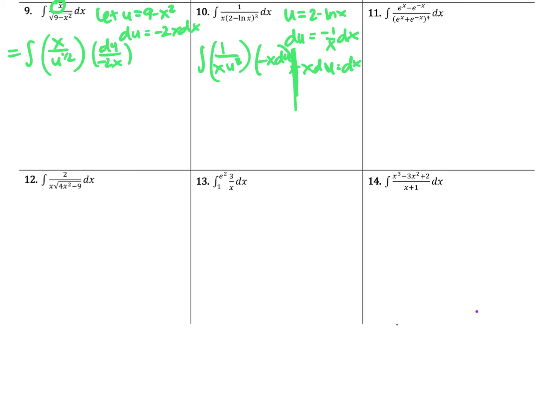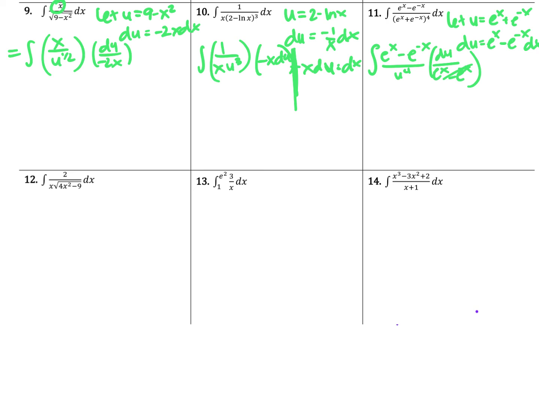And then we can finish that. For number 11, lots of e's going on here, but since I know that the derivative of e to the x is e to the x, I'm wondering if using u sub with u being the denominator is going to help me out here. This is going to give me e to the x minus e to the negative x dx, which is what the numerator looks like, e to the x minus e to the negative x over u to the 4th times du over e to the x minus e to the negative x. So those are going to divide out.